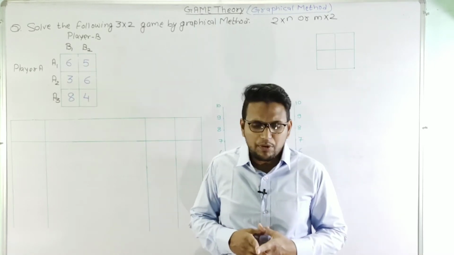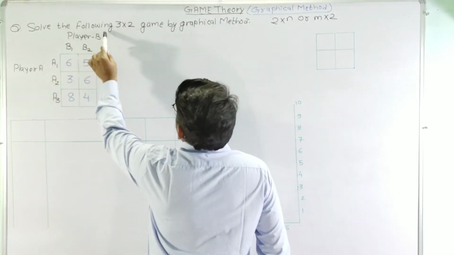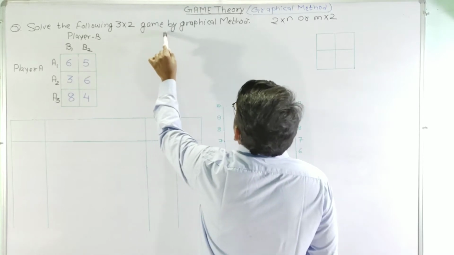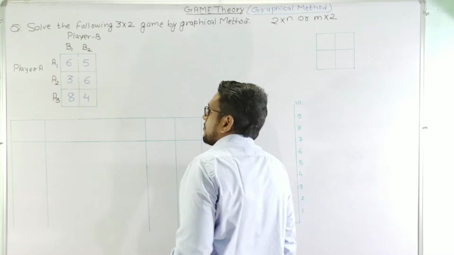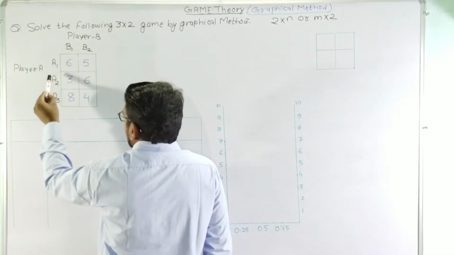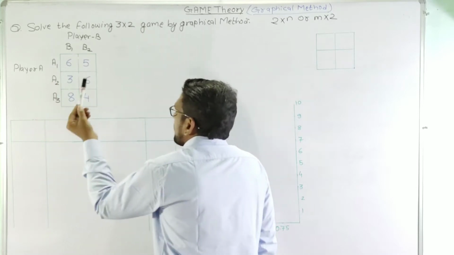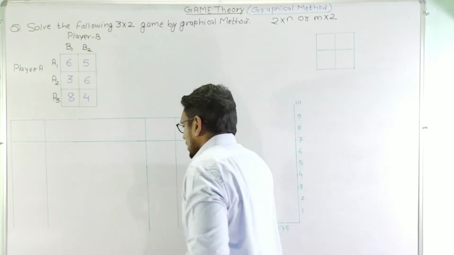Now let us move on to the problem. The problem says: solve the following 3 cross 2 game by graphical method. This is the payoff matrix for player A, and here we can see that player A has 3 strategies A1, A2 and A3, whereas player B has only 2 strategies B1 and B2.